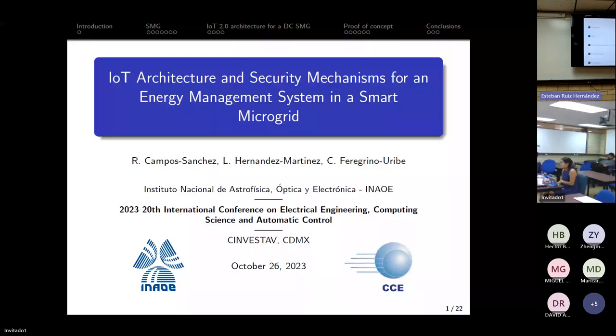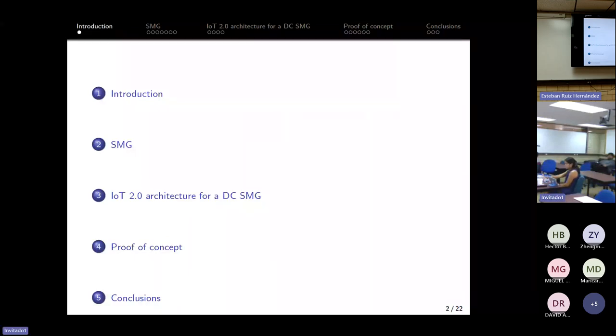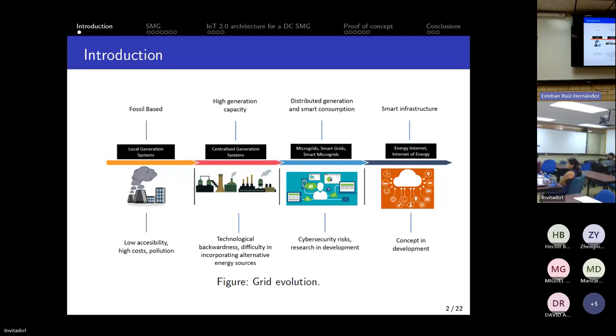So let's begin. This is the content of the presentation: we will see a brief introduction, some characteristics of the SMG, the proposed architecture, the proof of concept, and the conclusions. In the next years, according to the International Energy Agency, there will be an energy demand increase. This is because of the growth in population and the digitalization of social and industrial processes. So this poses a major technical challenge for the actual state of this infrastructure.